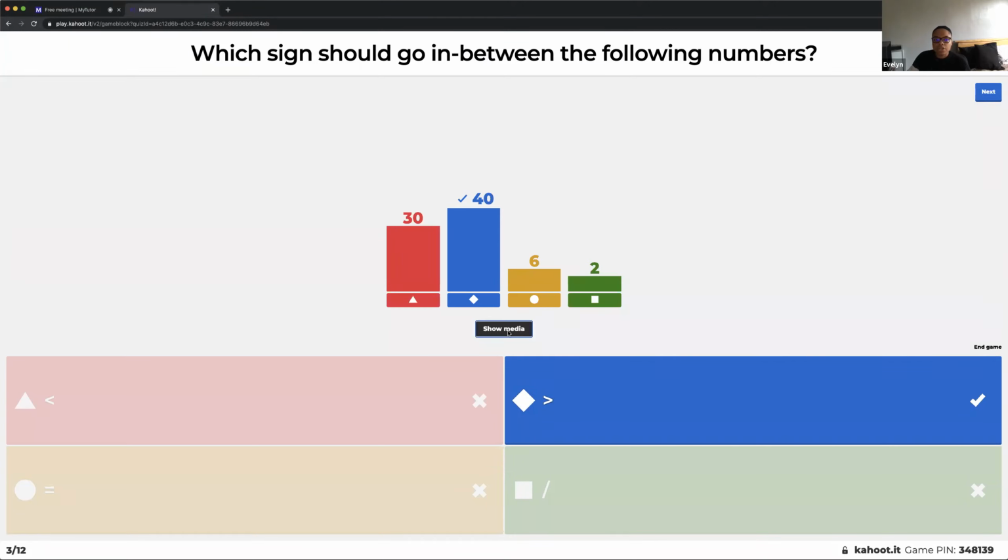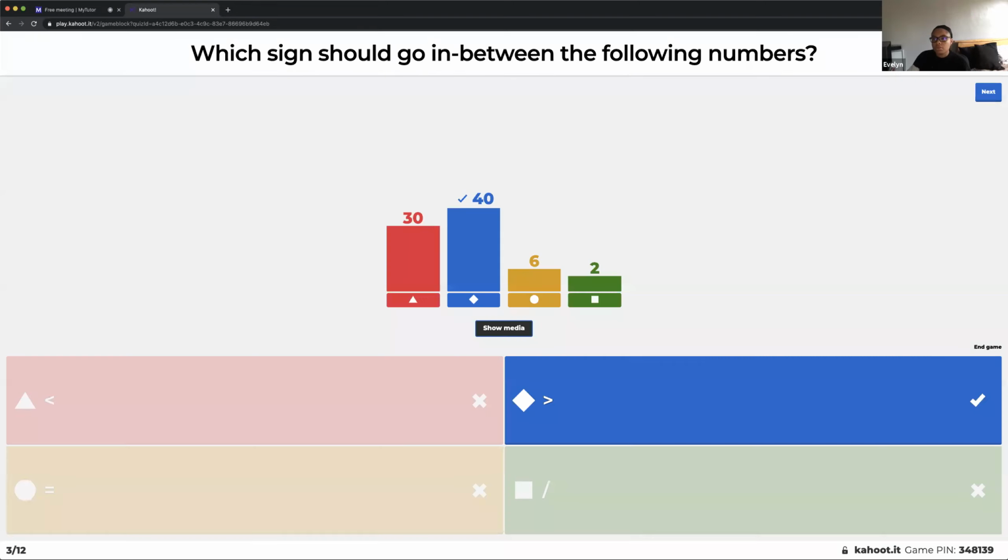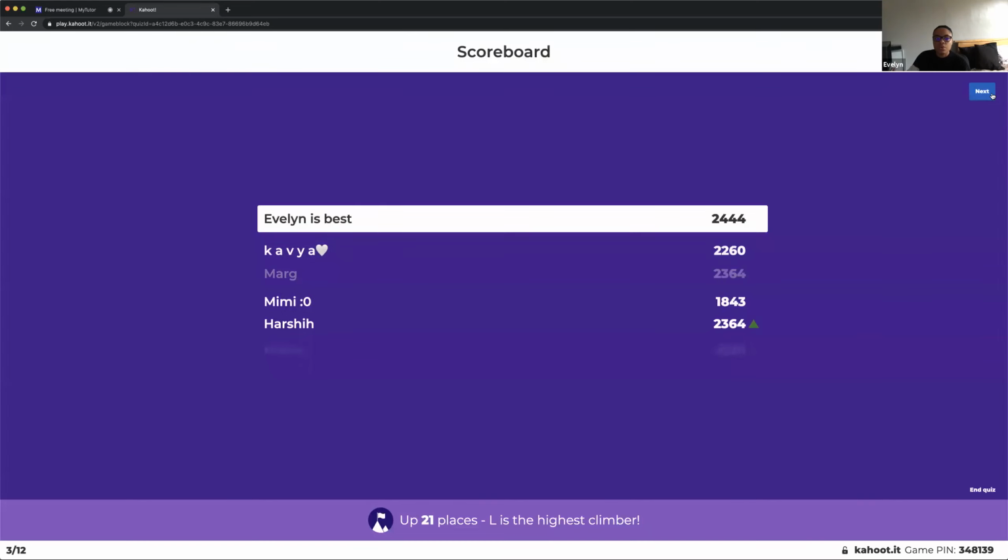Right, let's have a look. So which number is smaller? Is it minus 5.02 or minus 5.2? Well, minus 5.2 is smaller because it's more negative. So remember, it's negative numbers, not positive numbers. So the sign would be the blue one. Brilliant. So well done for the top 5.